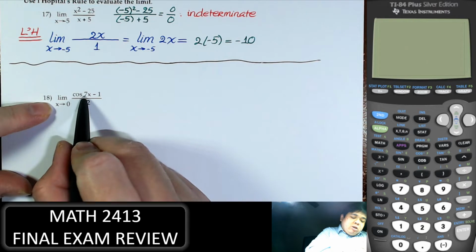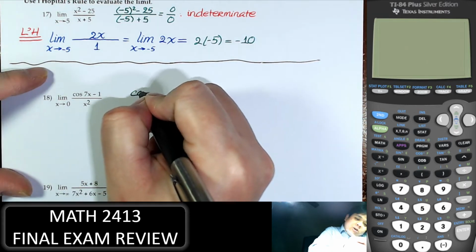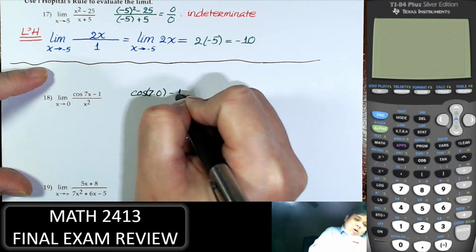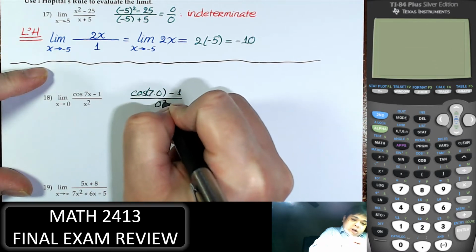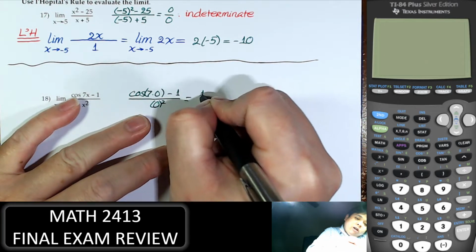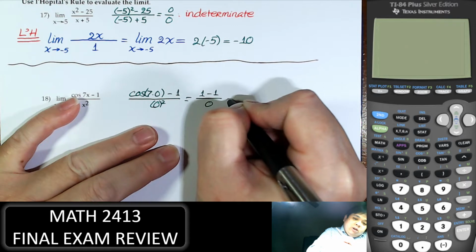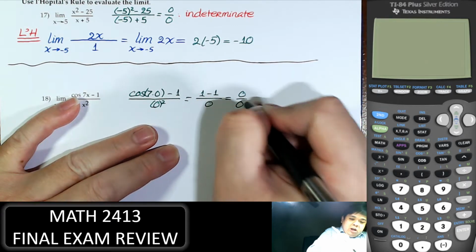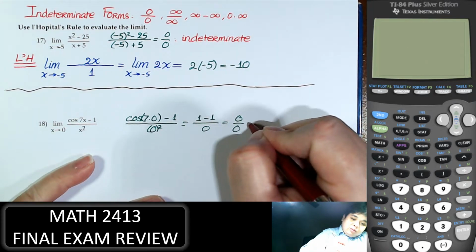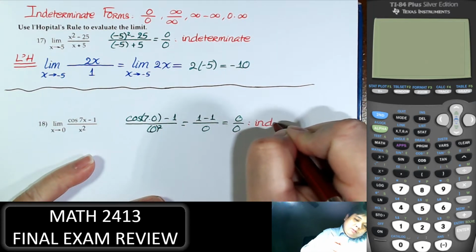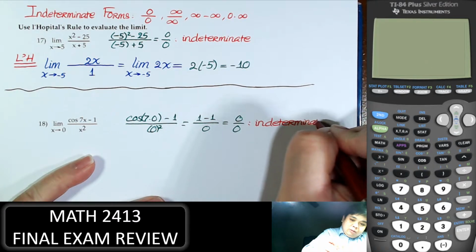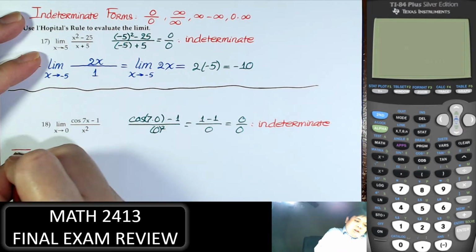Right, now let's put in 0: cosine of 7 times 0 minus 1 over 0 squared. Cosine of 0 is 1, minus 1 over 0, which gives us 0 over 0. Once again, it is indeterminate. So that means we can use L'Hopital's rule.